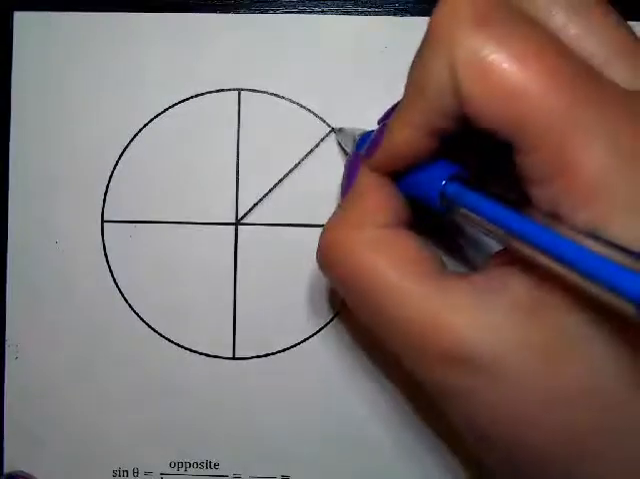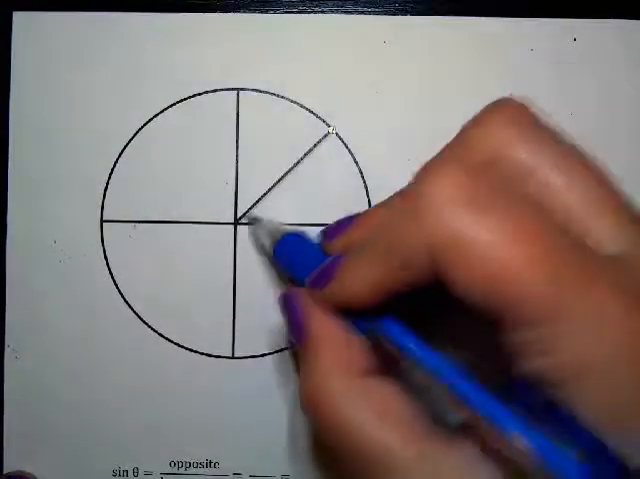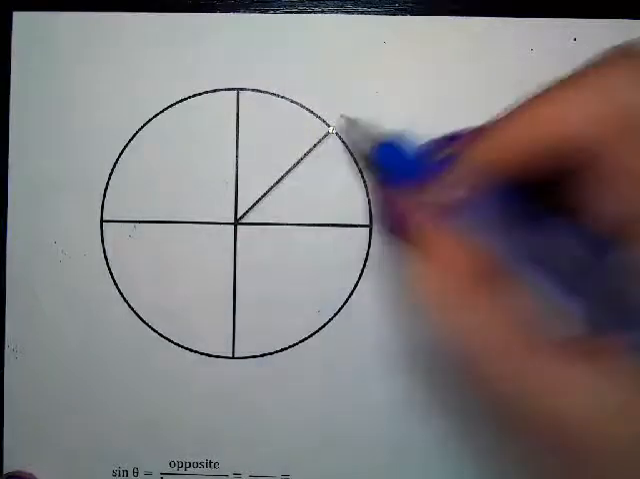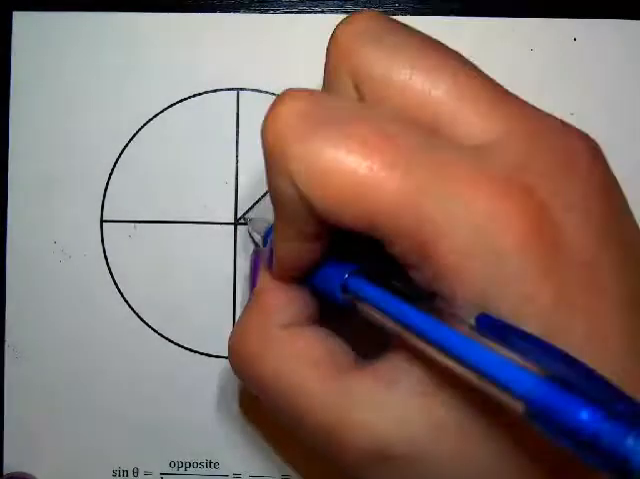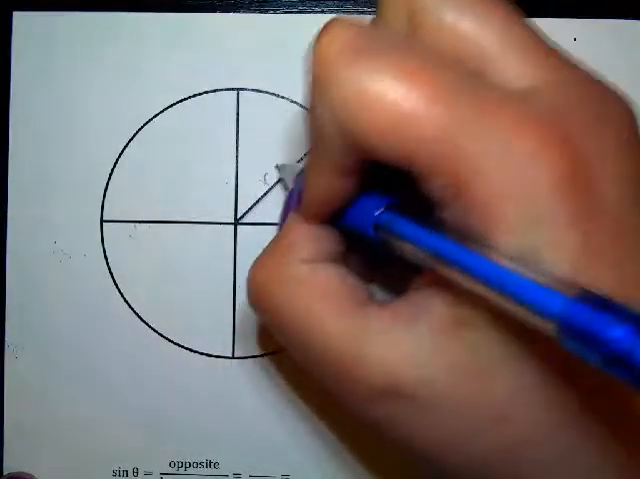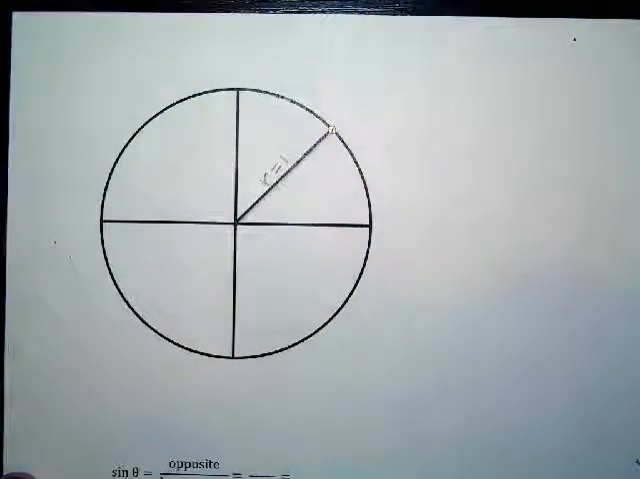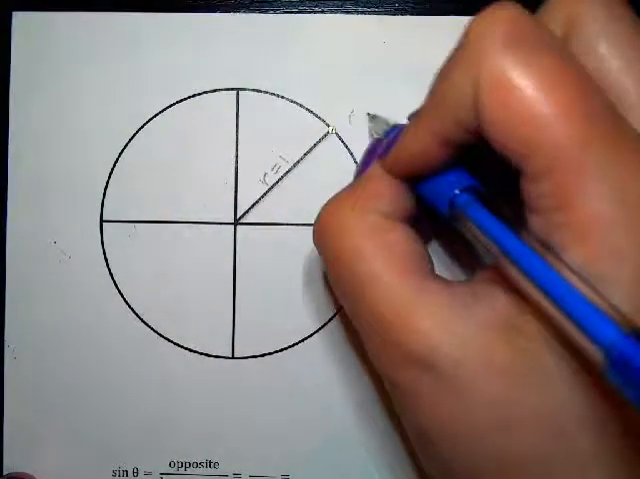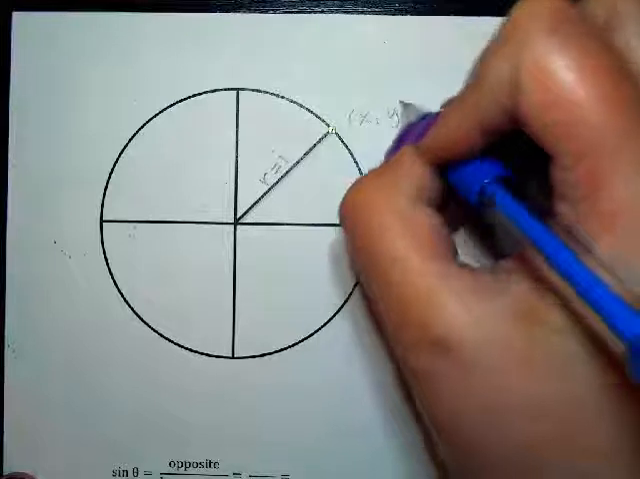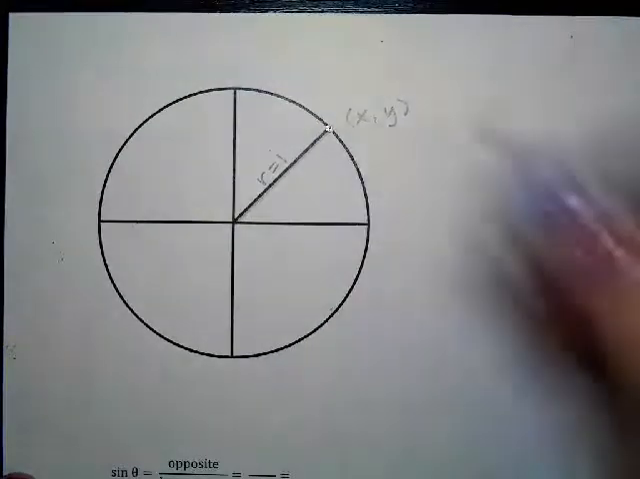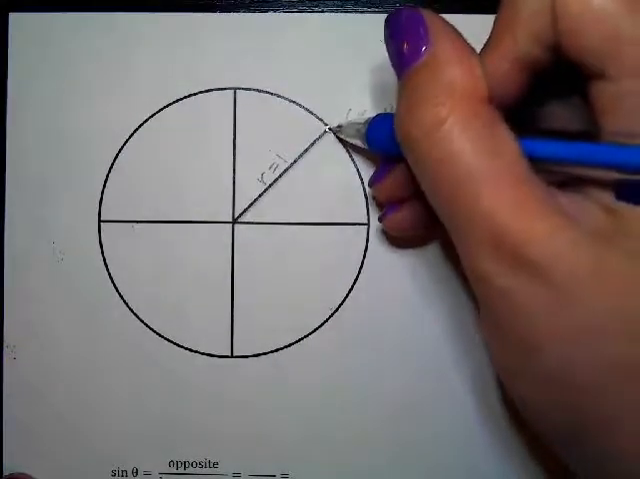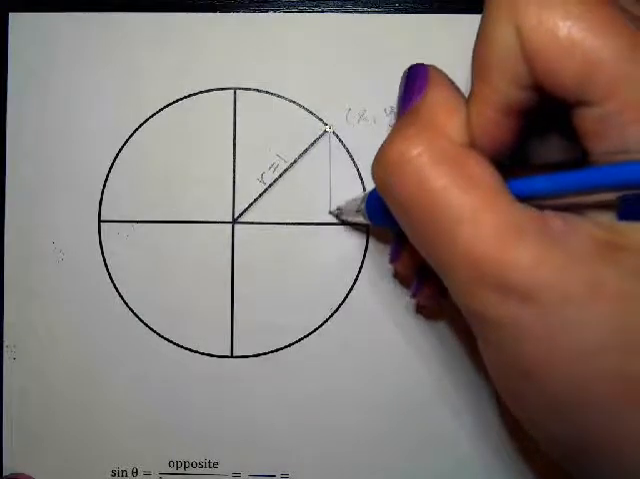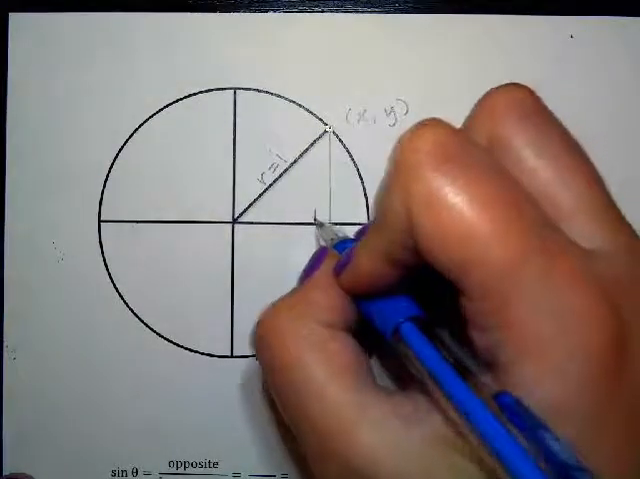Again, we're going to say that we have this line from the center of the circle to the edge, that's giving us a radius of 1 because this is a unit circle. We're going to call this the point xy, an x coordinate and a y coordinate on the unit circle. We're going to drop a line straight down, creating that right triangle there.